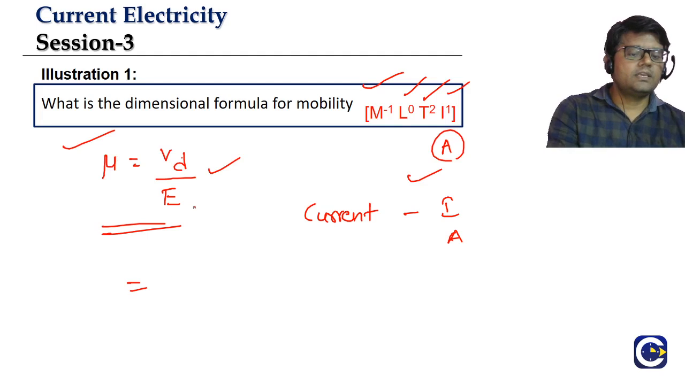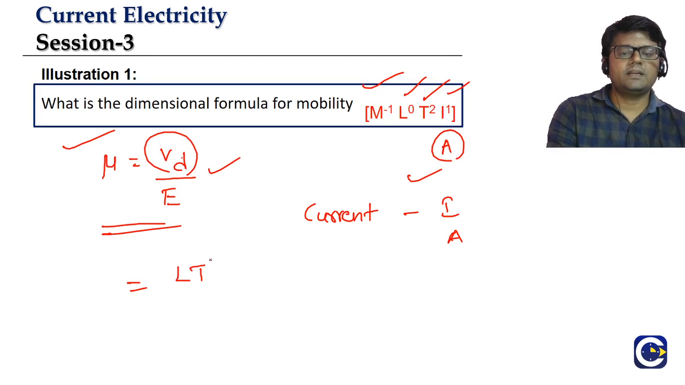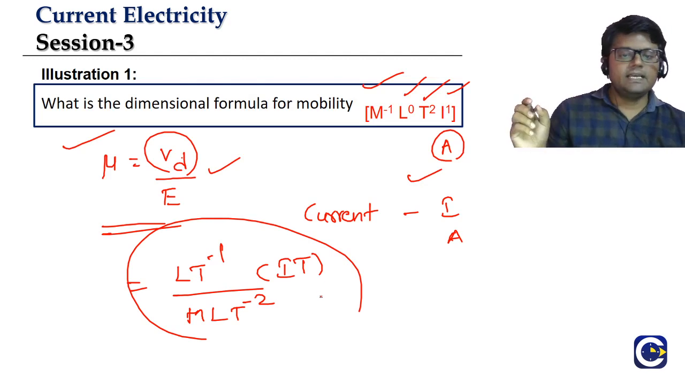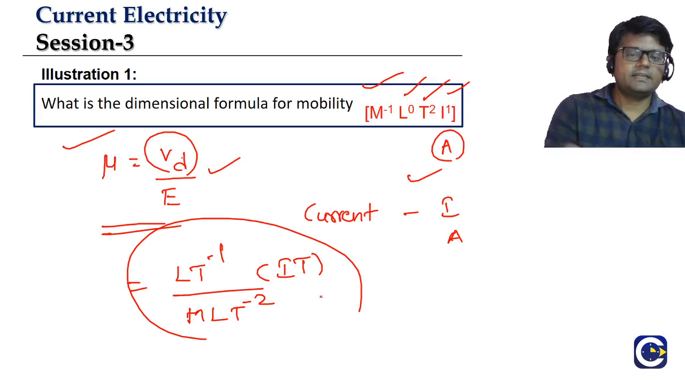I think you guys can do this question, but anyway I'll give you the hint. Drift velocity is nothing but velocity, L T power minus 1. Electric field is force by charge, which means the charge will go to the denominator. Charge is I into T. Force is M L T power minus 2. Now that will give us the final answer. What is the answer? M power minus 1 T square I or T square A.